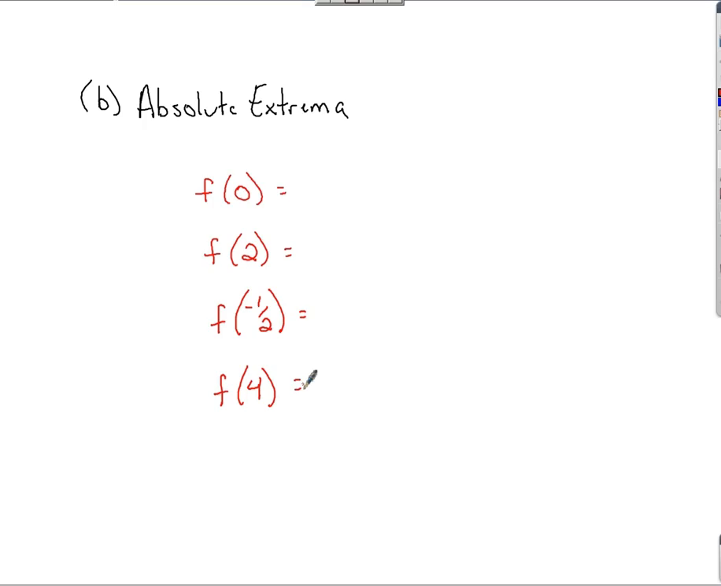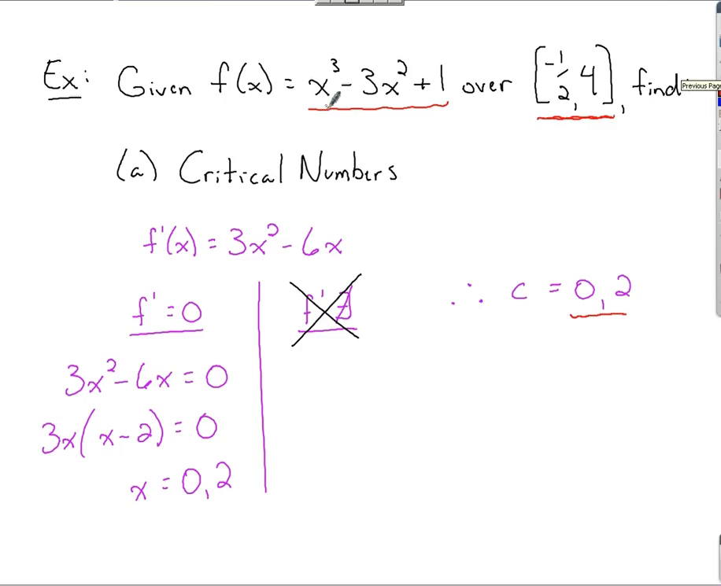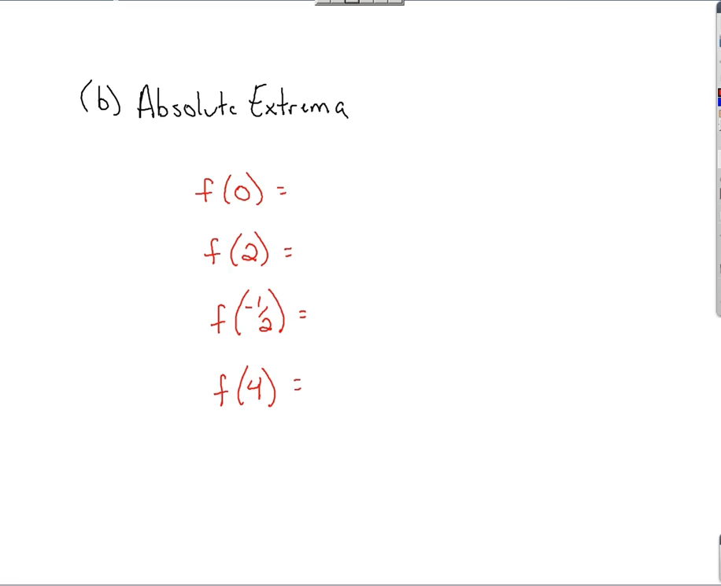All right, if we plug 0 back into the original function, 0 replaces the x's, they cancel out, and we're left with 1. We plug 2 back into the original function. That would be 2 cubed minus 3 times 2 squared plus 1. So 2 cubed is 8, subtracting 12 there, right? So that's negative 4 plus 1, get negative 3 back.